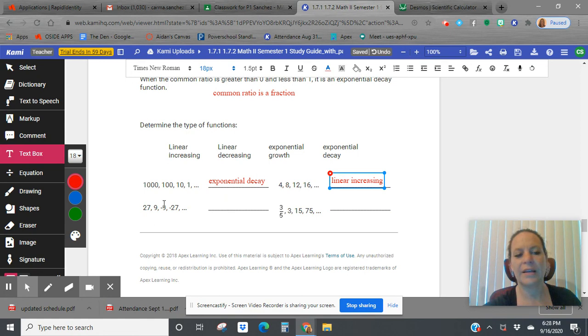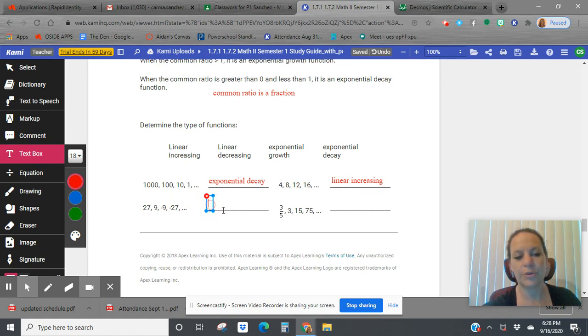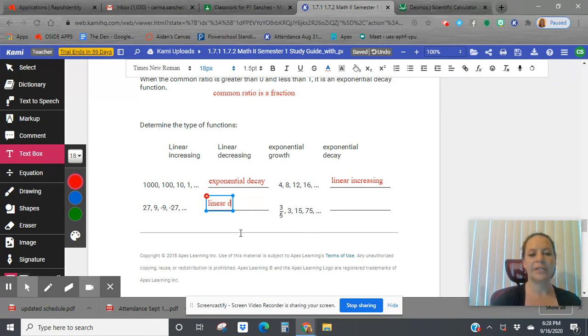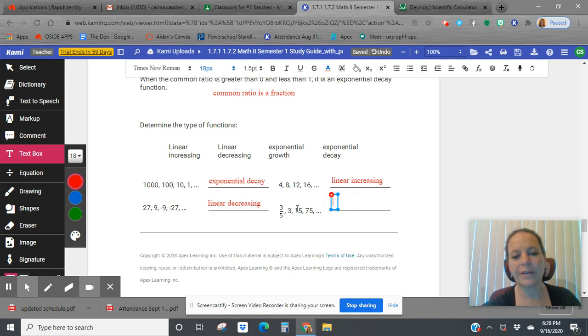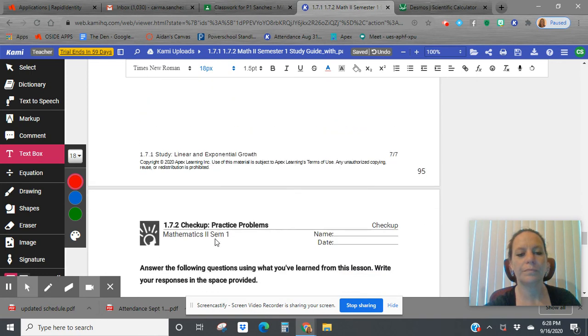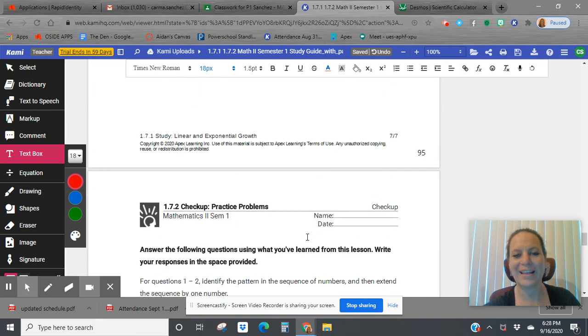27 to 9, that's subtracting 18. 9 to negative 9, subtracting 18. That's linear decreasing, going down by a constant rate. And finally, going from 3 to 15, 15 to 75, that's multiplying by 5. That's exponential growth. And that's the end of the study guide.